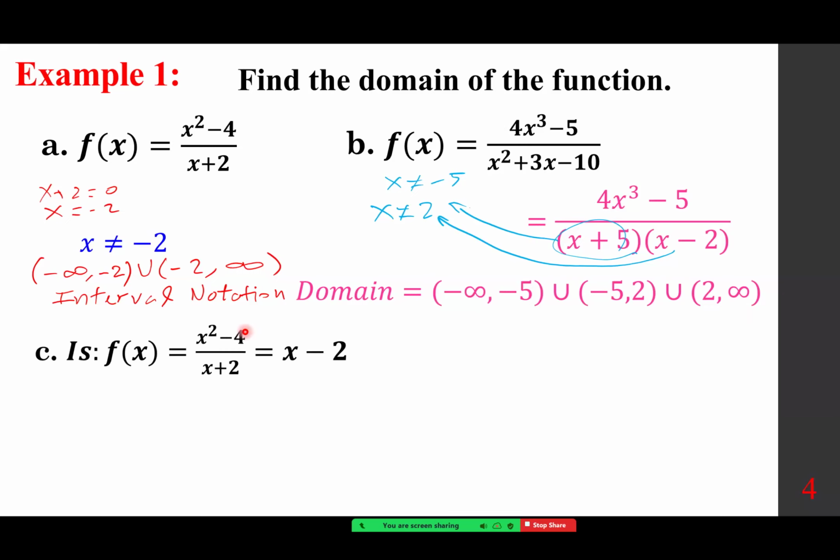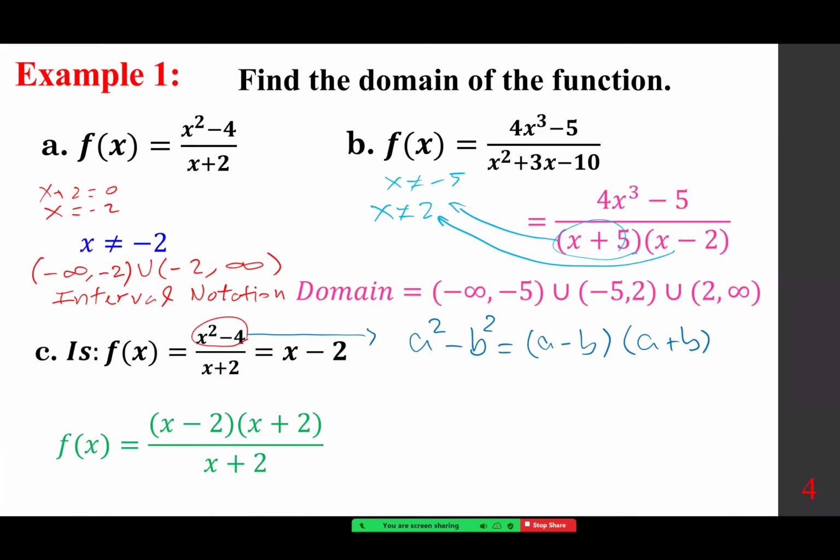Is f of x equals x squared minus 4 over x plus 2 equal to x minus 2? Well, let's find out. The top is in the form of a squared minus b squared, which can be factored into a minus b, a plus b. 4 is 2 squared, so it becomes x minus 2, x plus 2. And we can cancel out the x plus 2 from the top and the bottom, and it's equal to x minus 2.